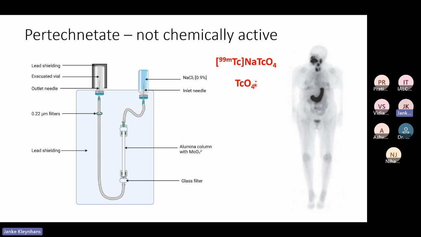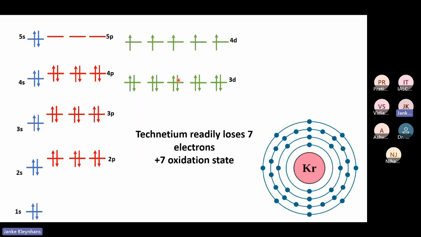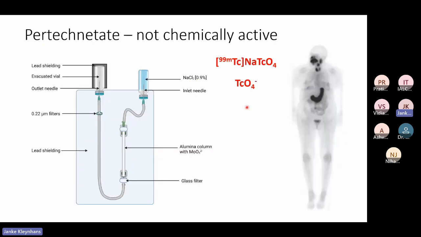Okay, so I'm saying a lot of things now. I think what's important to remember is that it has an outer electron shell that readily loses 7 electrons to become the stable pertechnetate, which you can elute out of the generator in your saline. And this is really how you get it out of the generator. It's stable in water. It's radioactive, but it's not chemically active, and you cannot really do anything with it unless you manipulate it further. In that case, you will be able to use it in nuclear medicine procedures.